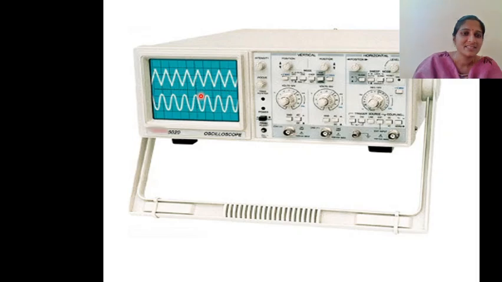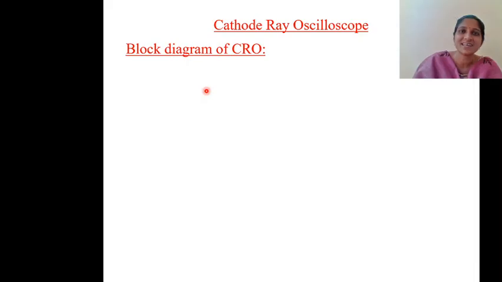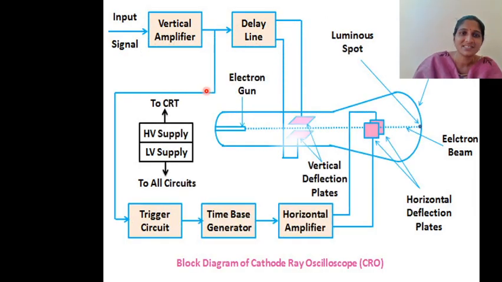But to see these waveforms, there is a block diagram for the CRO. We shall discuss how you are going to see the waveforms, how you are going to get the voltage in terms of waveforms, so that you can study it in today's class. CRO means cathode ray oscilloscope, and the block diagram for the CRO will be like this. This CRO consists of different blocks.